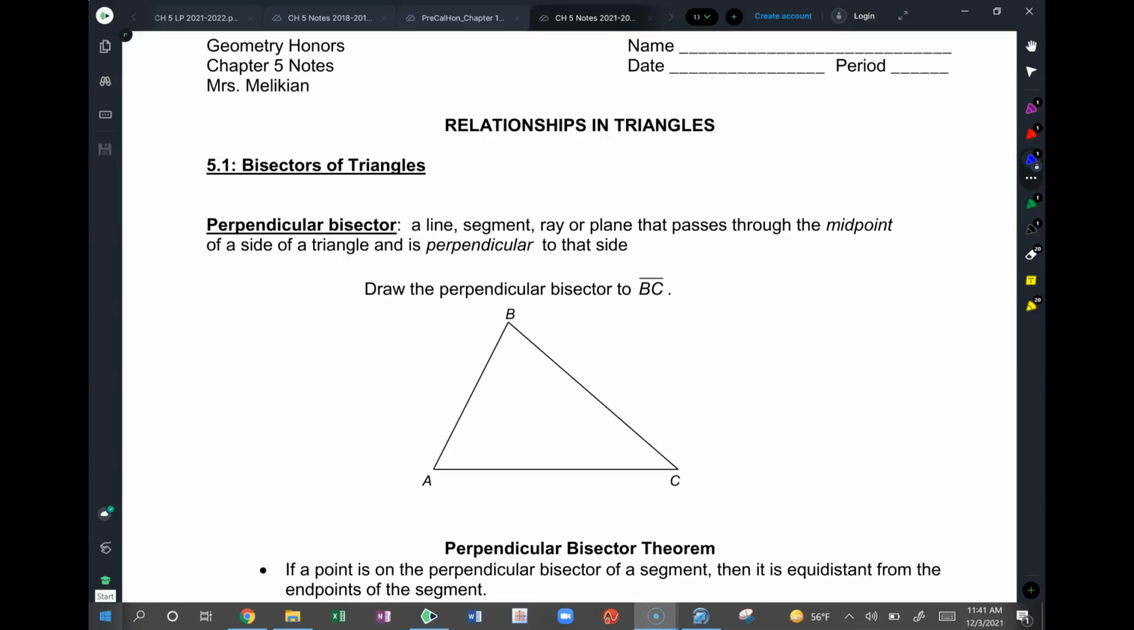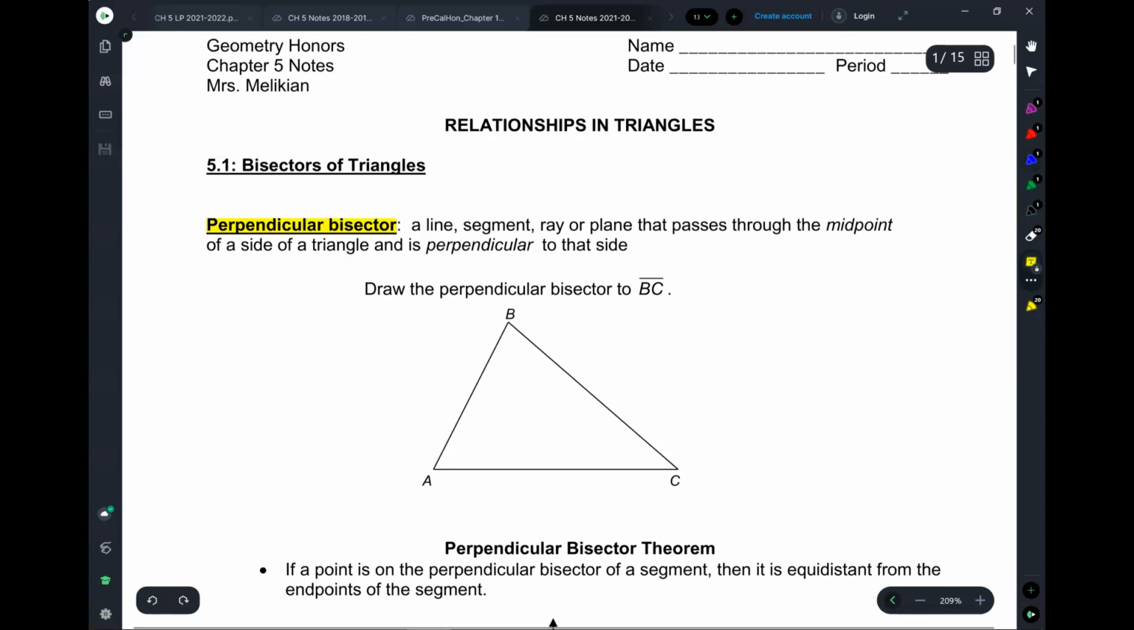Bisectors, right? We've been introduced to bisectors. What I want to start with is the definition of a perpendicular bisector. Okay, so this is the definition. This is something that would go on your review sheet or your flashcards as the definition of a perpendicular bisector.